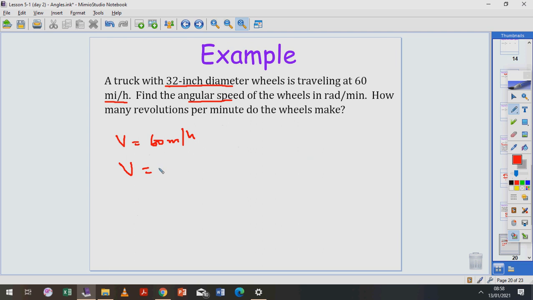So for this one, we would use this equation. V equals omega R, and then like was said, 60 is equal to omega times the radius, which is 32. Oh, that's the diameter, sorry, so the radius is 16. So I divide both sides by 16, and then I end up with omega is equal to... Where'd you get 16 from? The 32 is the diameter.